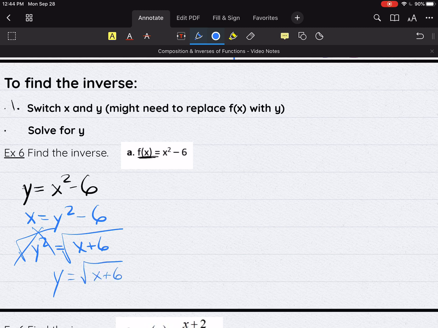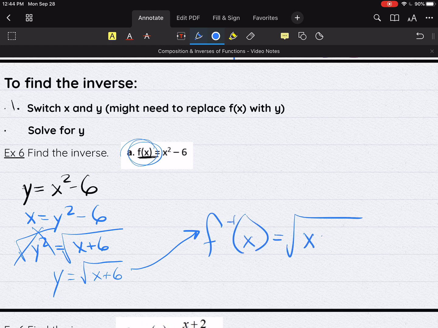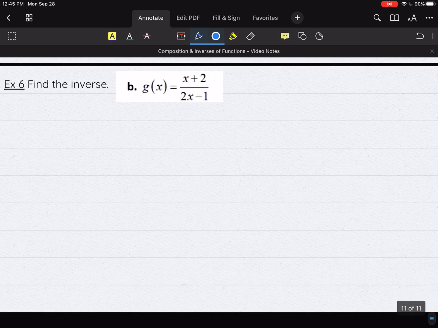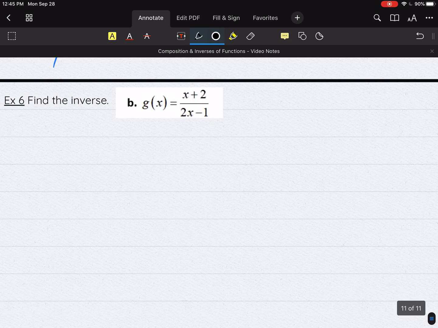Now, that is not our final answer. Remember when we were talking about what inverses were, we talked about notation. So my final step to get this question 100% correct, I have to put it in inverse notation. So instead of y equals, my function's f, right? So this would be f to the negative 1 of x equals the square root of x plus 6. I have to denote that, hey, this is my inverse of f of x. Okay, so don't forget that final step. All right, last problem. This one's a little bit tougher.